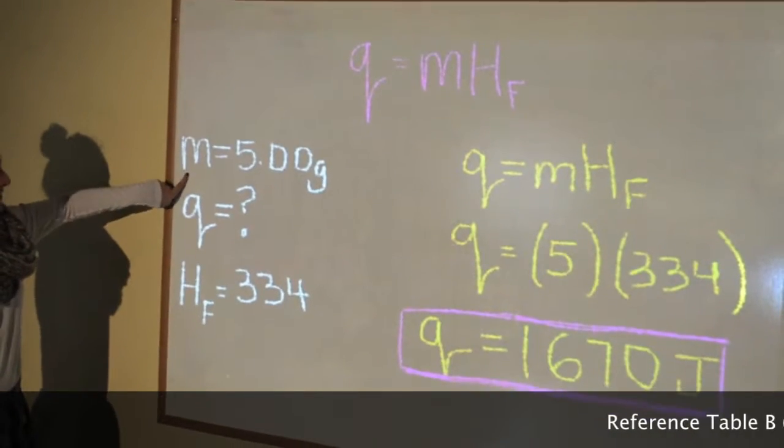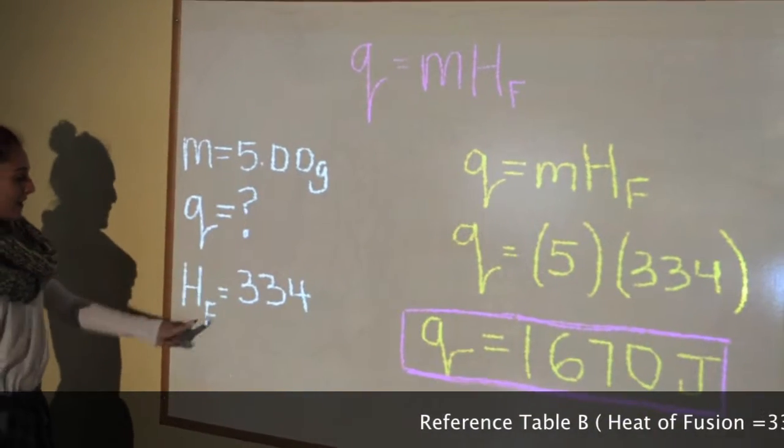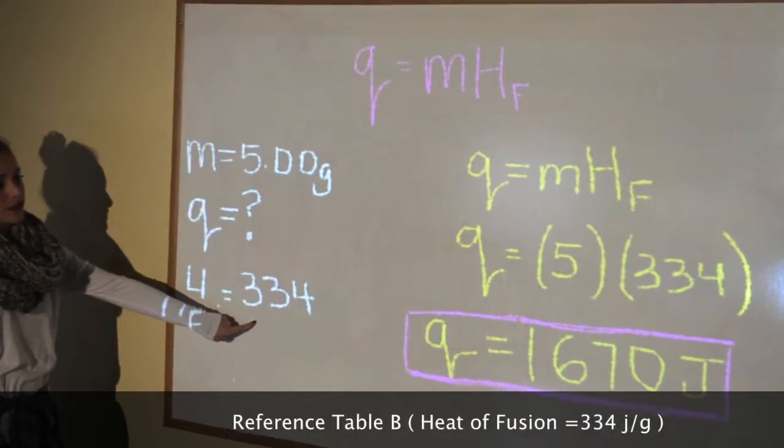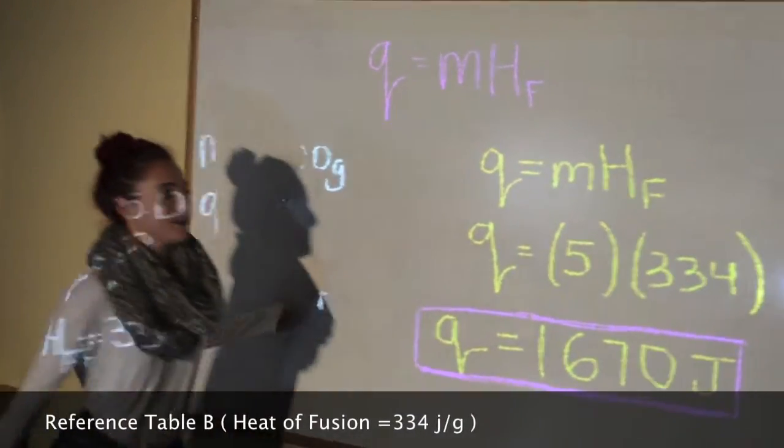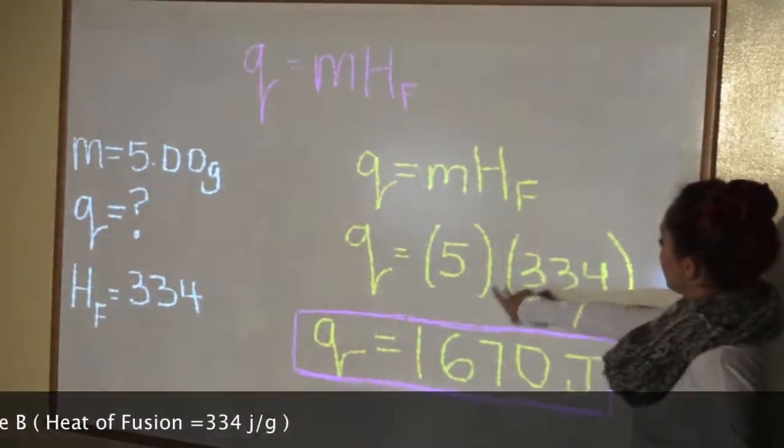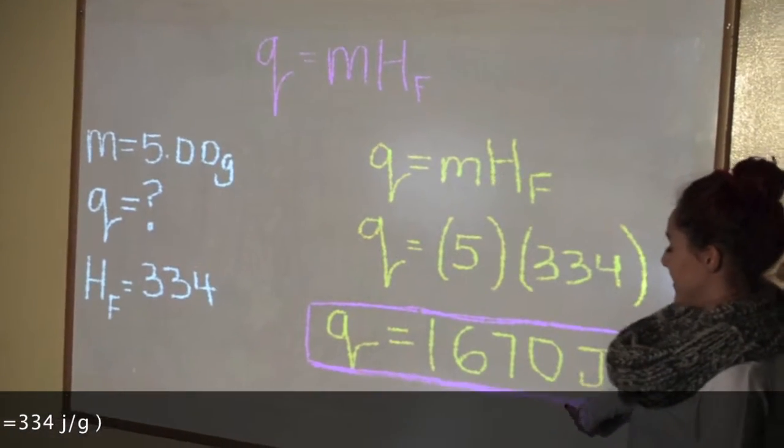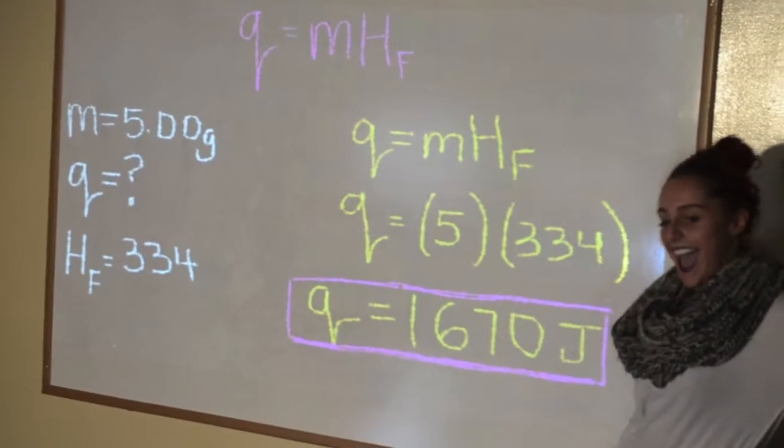M equals 5 grams. Q is what you're trying to find, and HF is 334, which you can find on your reference table. Now when you fill it in, you multiply, and then you get your answer. Back to you, Debbie.